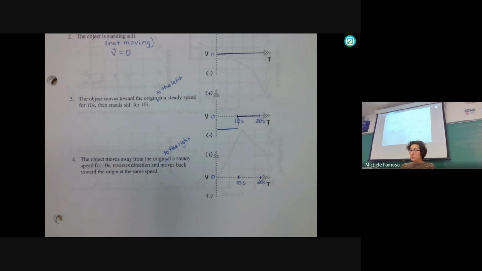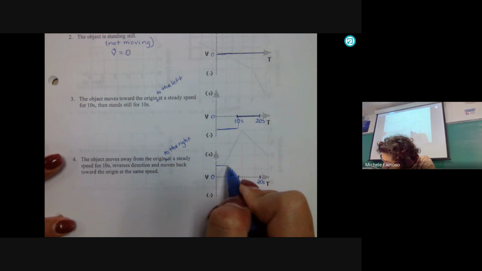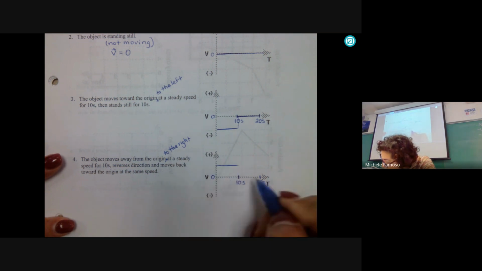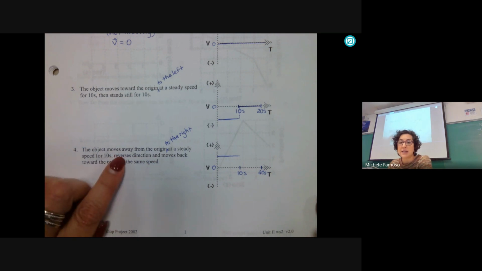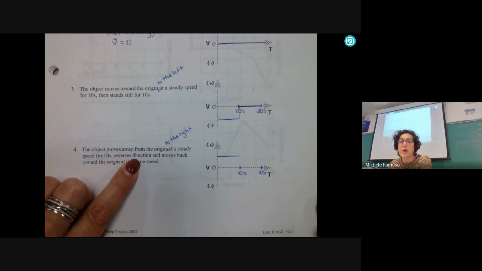Takari, can you tell me? Yep, where do I put it if I'm going to the right? Yep, up in quadrant 1. And that's just until we get to 10 seconds. Because then at 10 seconds, now we have to reverse our direction, which means now we're going to go which way? Yeah, left.